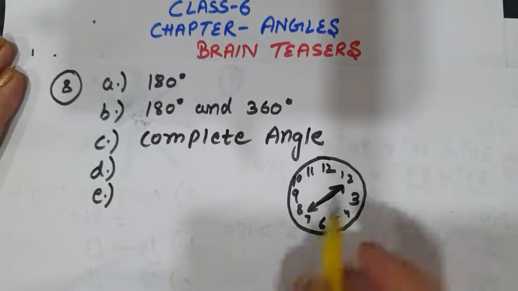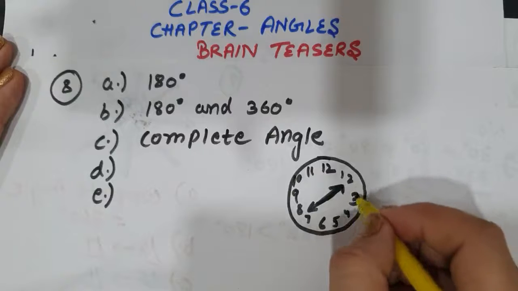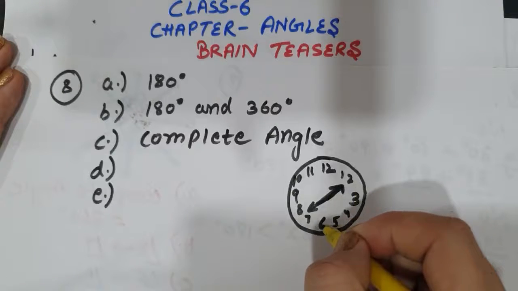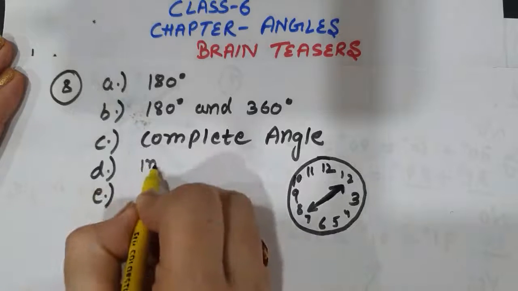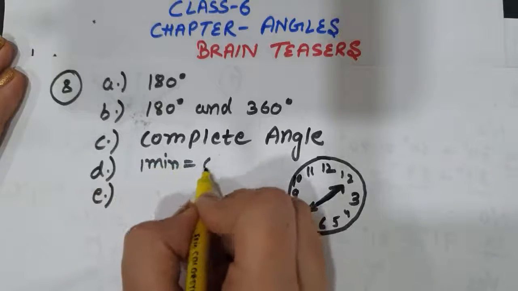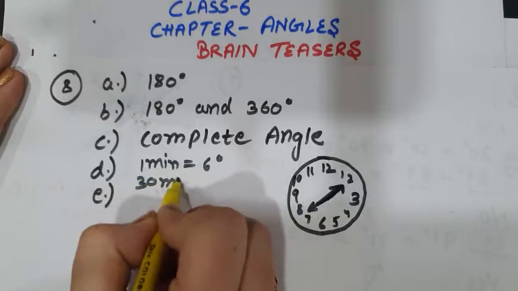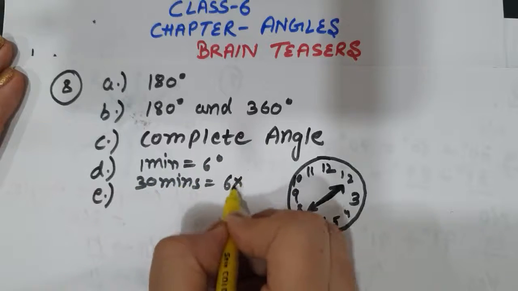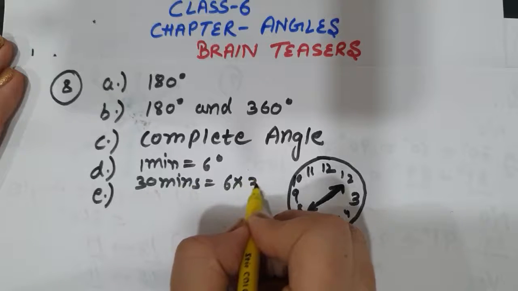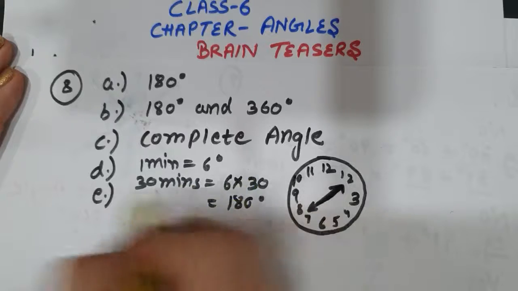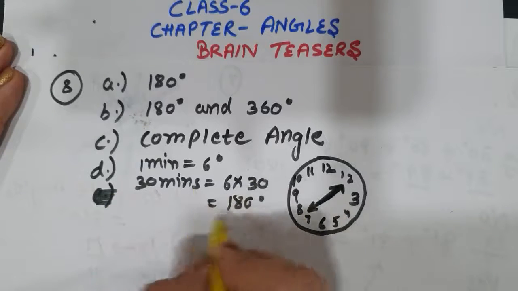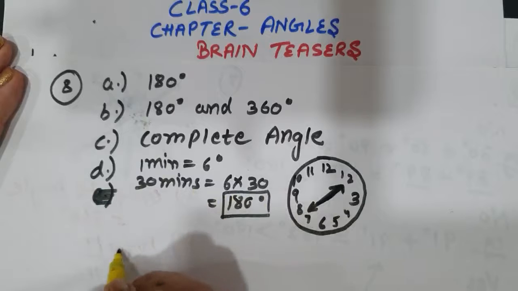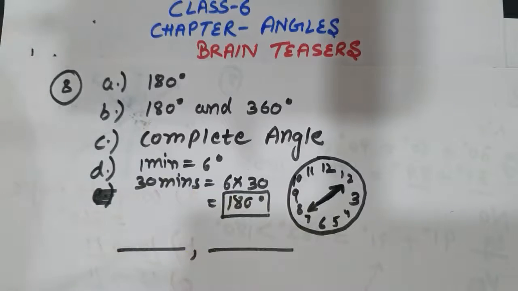If I find out how many minutes are there from 2 to 8, total 30 minutes are there. And 1 minute is equal to 6 degree. So 30 minutes will be equal to 6 into 30, which is equal to 180 degrees. So therefore in both the blanks, what we are going to write is 180 degree, a straight angle.